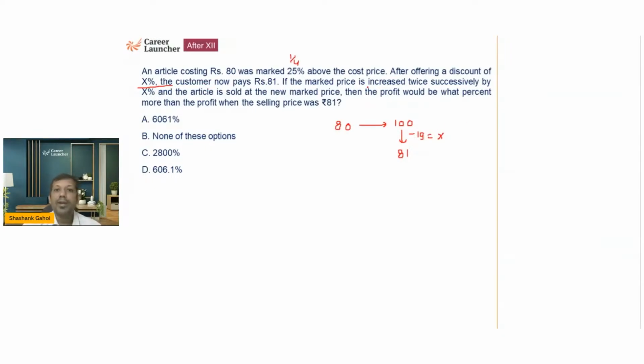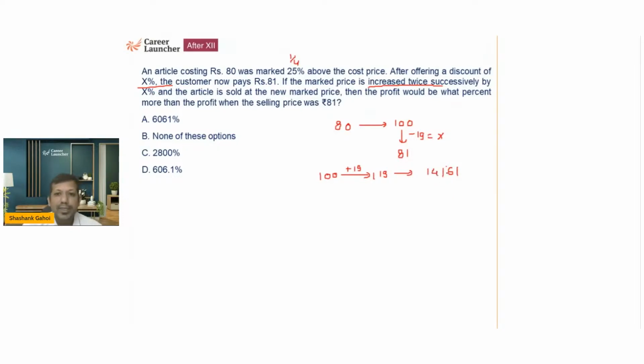If the marked price is increased twice successively by X percent, okay. So initially the marked price was 100. You are increasing it by what? 19%. So it is going to be 119. Then again you are increasing it by 19%. So you are going to get what? 38. It is going to be 61, and 38 plus 3, 41.